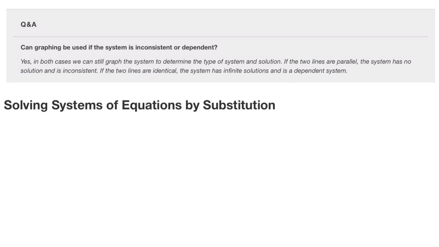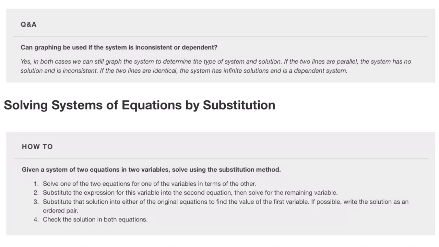Okay. So now we're going to look at solving a system of equations by substitution. Given a system of two equations and two variables, we want to see how to solve using the substitution method. I'm going to let you read through that on your own, and I'm just going to explain it as I go. I feel like that's going to be more clear than what they're doing. Maybe not, but I'm going to do it that way. Solve the system by substitution.